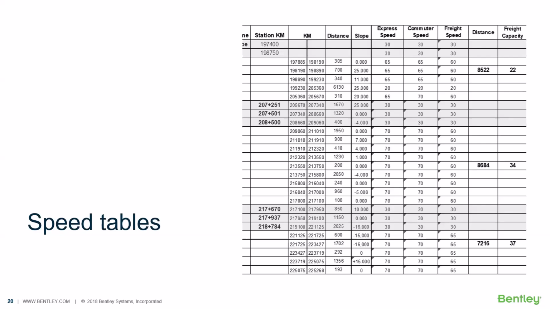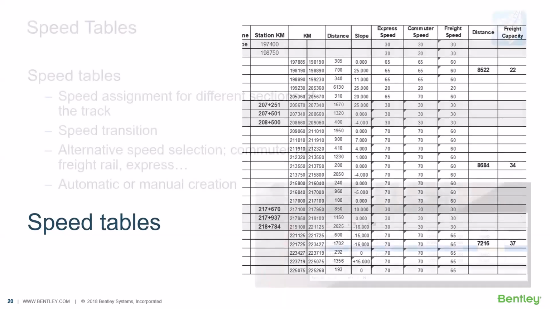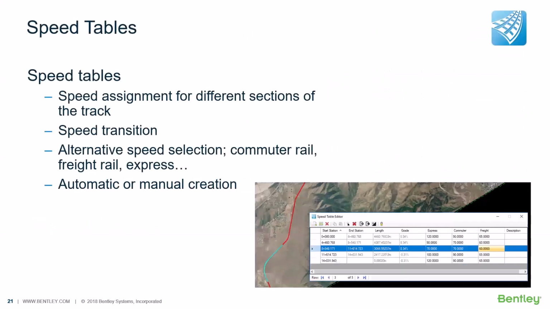So you can see we have express speed. I can define the speed over there. Similarly, I can define the speed for commuter or the passenger train. And then we have the freight speed, right? So we have these options. These can be defined for different sections. Different speed transitions can be provided at the beginning chainage value and at the end chainage value. What should be the speed transition that you want to provide, the alternative speed options as we have seen.